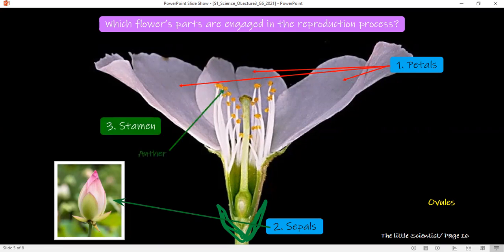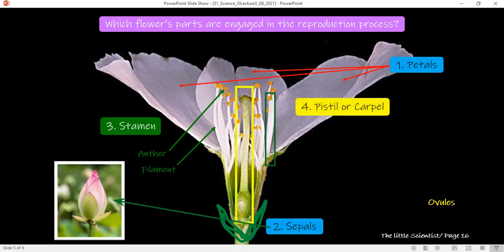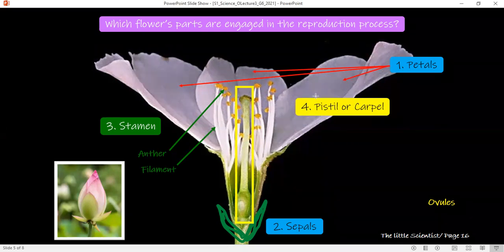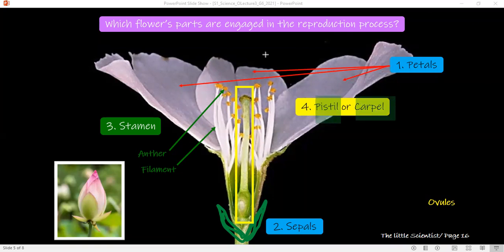Then we have the stamen. Can you see this line? This white line with the yellow head? This is the male part of a flower. It consists of two parts, the anther, which is the head, and the filament, which is the body. In the middle, you will see the female part standing with its three different parts. So the female is called a pistil or a carpel. Pistil or carpel.